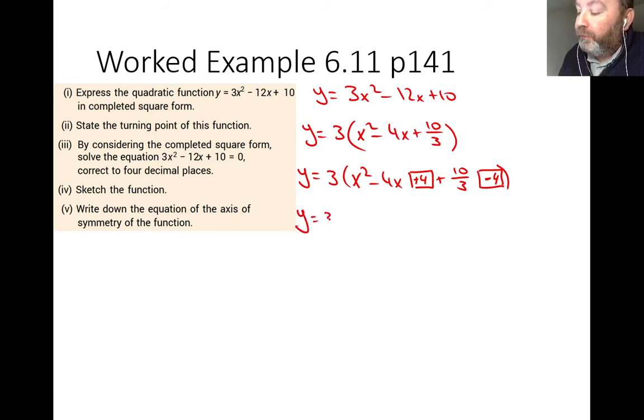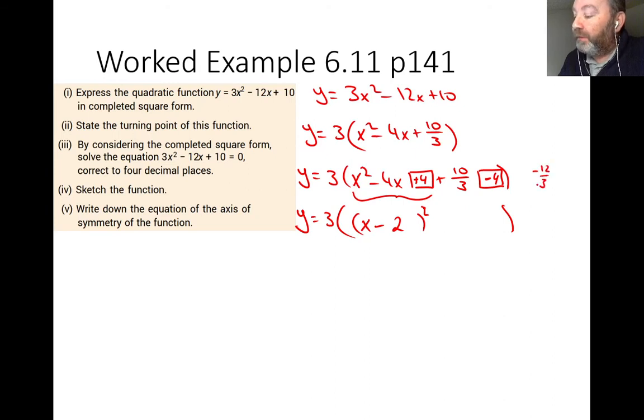Y equals 3 times. Now let's go in here and let's work this out. Do you notice that quadratic has 2 identical factors? X squared is x by x. Factors of 4 that add to minus 4 are minus 2 and minus 2. And then plus 10 over 3 minus 4. Now you can think of minus 4 as minus 12 over 3, because that is minus 4. So plus 10 over 3 minus 12 over 3 is minus 2 over 3.